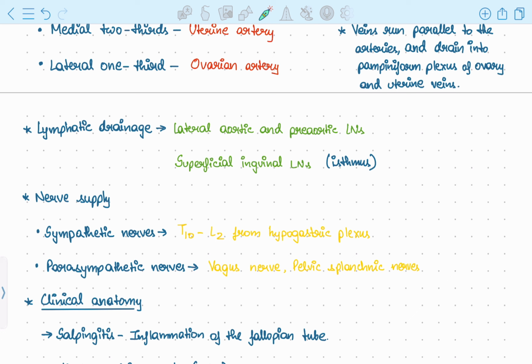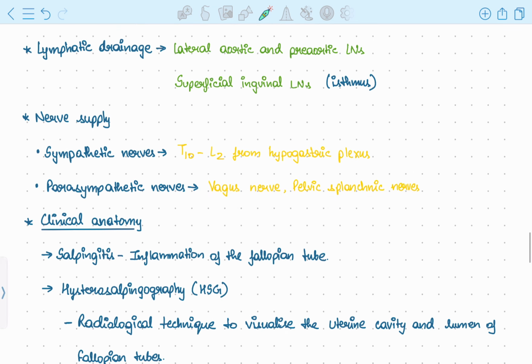Now nerve supply, again you have parasympathetic and sympathetic nerves. Sympathetic is T10 to L2 nerve roots from the hypogastric plexus. Parasympathetic is vagus nerve and pelvic splanchnic nerves. This is a little bit of extra edge information. You can skip it if you want.